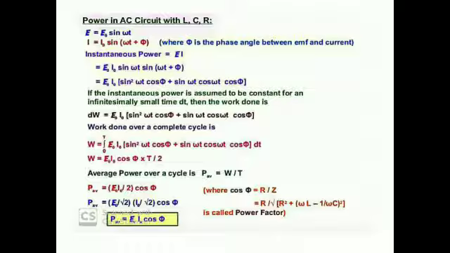So average power over a cycle, P average, is E naught I naught by 2 into cos phi. Average power P average is equal to E RMS I RMS cos phi. Average power is the true watts consumed. E RMS into I RMS is the apparent watts. Cos phi is the power factor. So true watts is equal to apparent watts into cos phi.